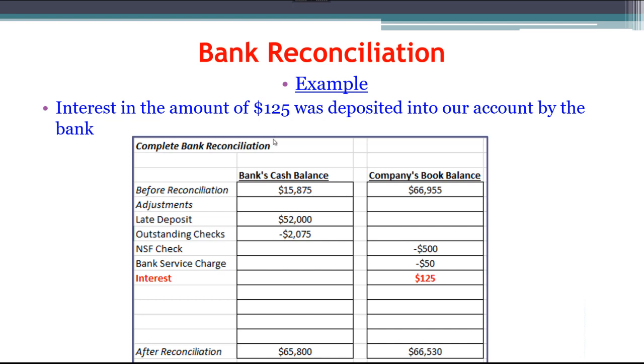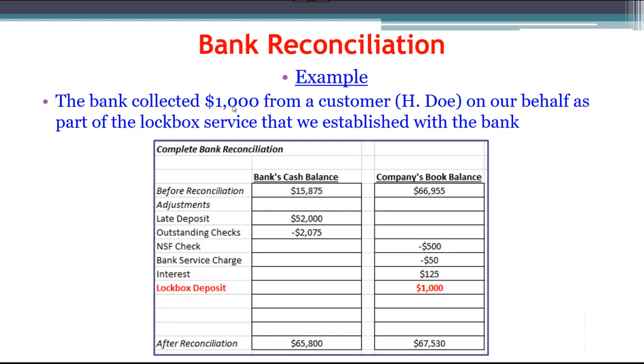Interest in the amount of $125 was deposited into our account by the bank. So again, the bank already knew about it. They've already recorded it. We now need to add this in. The bank collected $1,000 from a customer on our behalf as part of the lockbox service that we established with the bank. The bank already knows about it. It's already included. We need to add this money in on our side.